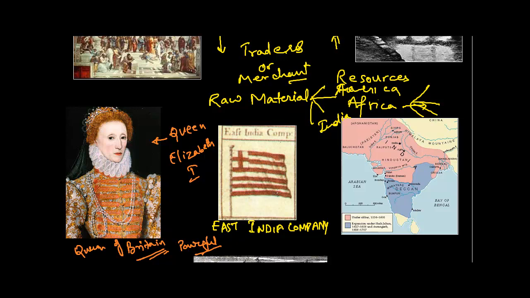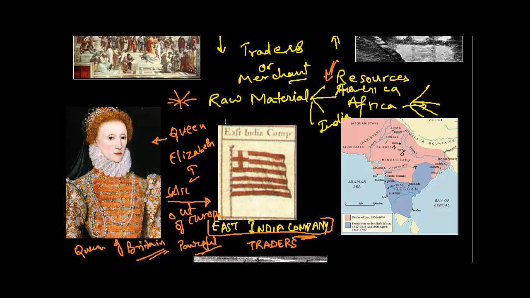So what happened? The East India Company, they were basically, as they said, the company, they were traders. And as we said earlier, the Industrial Revolution was going on, and so the East India Company took permission from the Queen that they wanted to sail out of Europe to explore more and more.